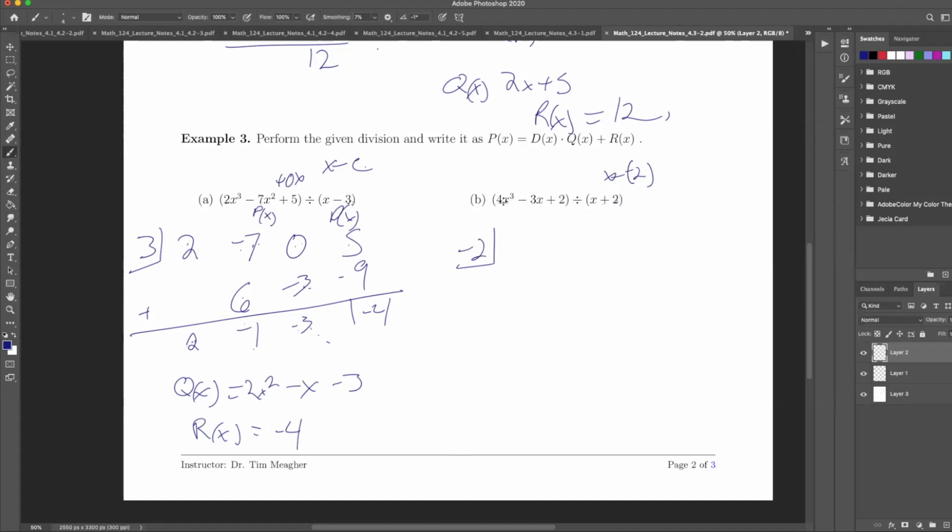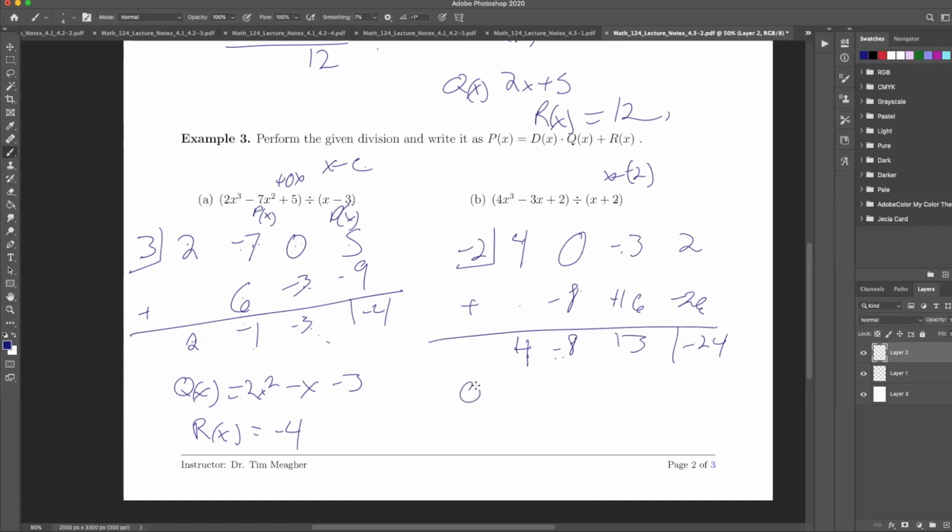All right, once again, we're going to put in our coefficients. 4. There is no x squared term, so I need to put in a 0. We're going to put in a minus 3 and a 2. And then we just do as we did before. So this 4 just drops down. We get a 4. 4 times negative 2 is minus 8. 0 plus negative 8 is minus 8. Negative 8 times 2 is positive 16. Positive 16 plus negative 3 is 13. 13 times negative 2 is minus 26. 26 plus 2 is minus 24.